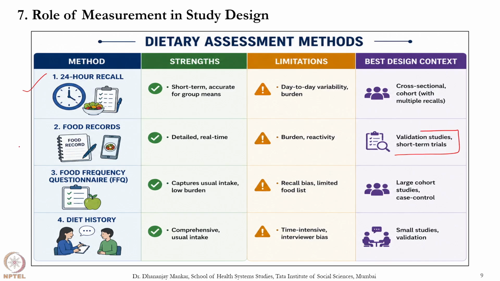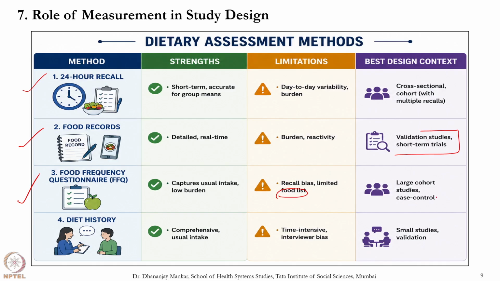Then comes the food frequency questionnaire, FFQ. The food frequency questionnaire captures usual intake and has low burden. But it has the limitations of recall bias and a limited food list, which is very important. Then you have to choose a design such as large cohort studies and case control.